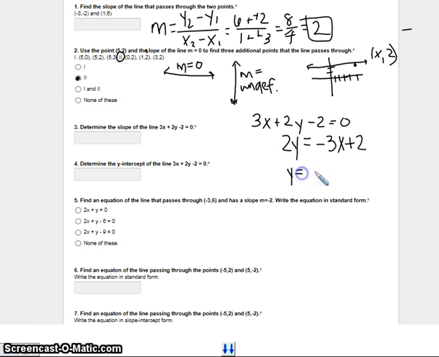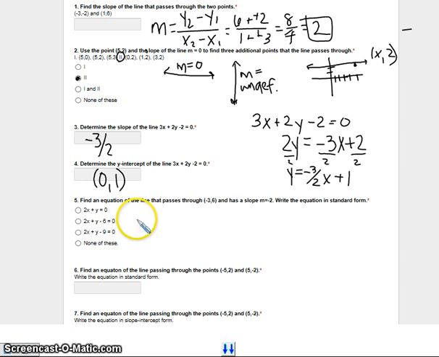Dividing both sides by 2. Make sure you divide everything by 2. So that's negative 3 halves x and then plus 1. So my slope is going to be negative 3 halves. My y-intercept, I did not take off on the pretest last night if you just put 1, but your y-intercept is a point. It needs to be listed as such, so it should be 0, 1.